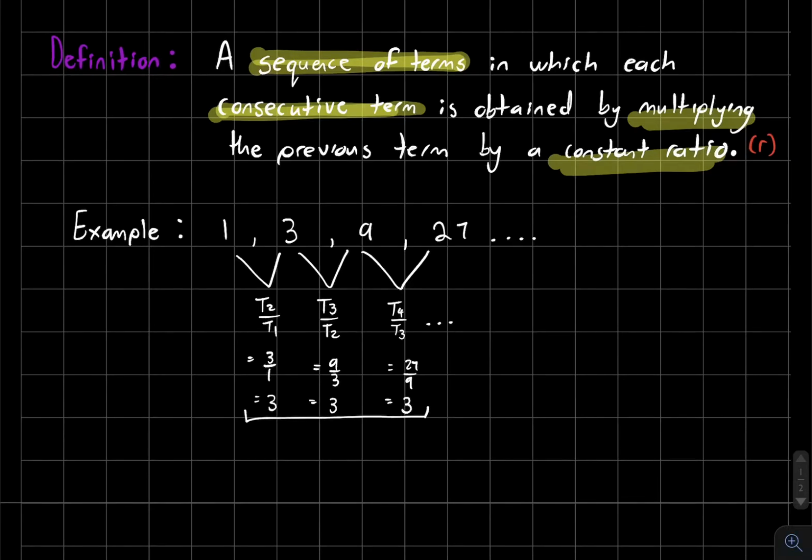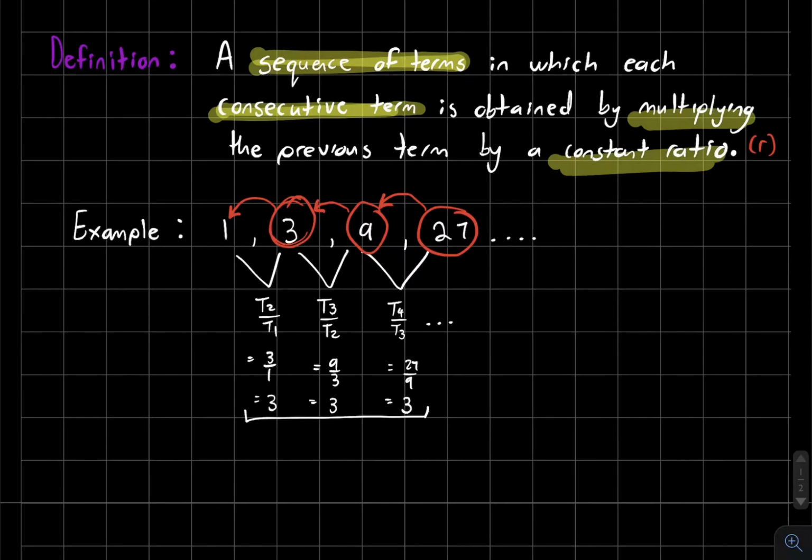So basically what that means is to get any term in the sequence, you just multiply the term before it by 3. So to get this 9, we'd multiply this by 3. To get this 27, you'd multiply this by 3. That's the common ratio. So basically that's the definition of a geometric sequence.